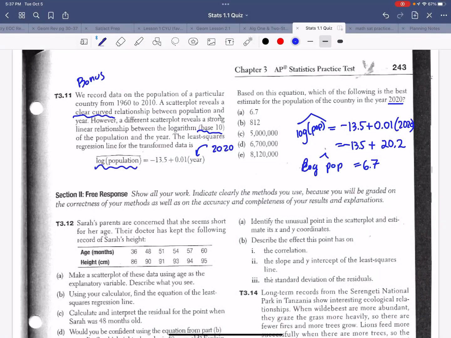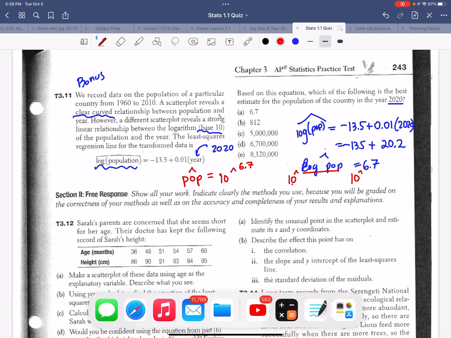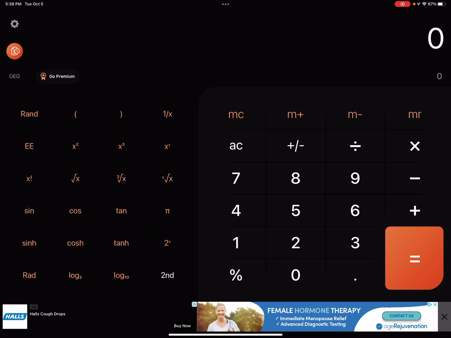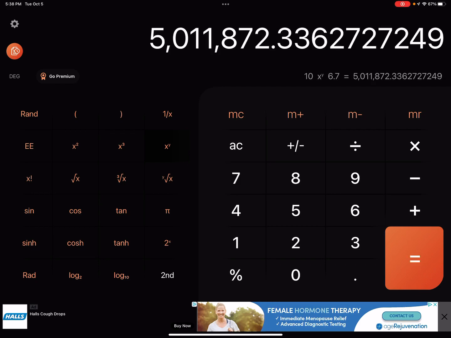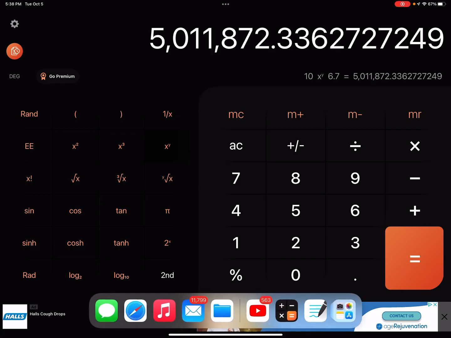So how do we get rid of log? I'm going to take it to the power of 10 on both sides. The 10 to the power of log of population would just be the inverse of an operation, so it would leave you population on the left. And on the right, I'm going to put 10 to the power of 6.7. So 10 to the power of 6.7, we get 5 million.